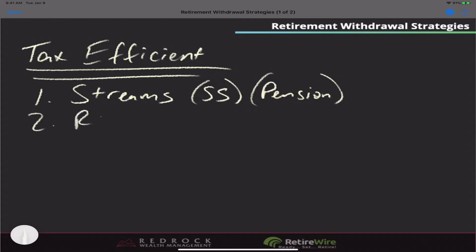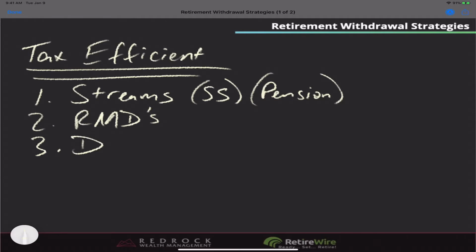Number two would be your required minimum distributions. These are assets that, again, you have no control over. The IRS forces you to take money out of your retirement accounts that are pre-tax, your IRA, your 401k, once you hit age 72. It was age 70. Now it's 70 and a half. Now it's 72 under the new Secure Act. So you cannot control that. So these two things are first and foremost, you can't do anything about those.